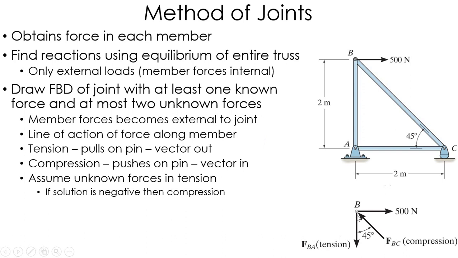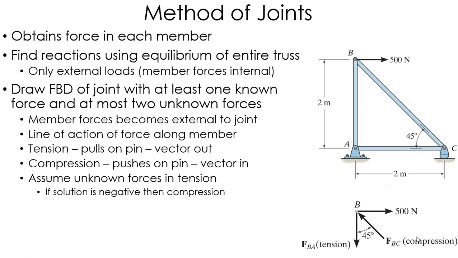So if I look at joint B, I have 500 newtons acting on it, as well as the member BC, and since it's a two-force member, I know its direction. I also have member AB, which is also a two-force member. So again, I know its direction. I don't necessarily know whether it's tension or compression, so I can just guess if I want to.